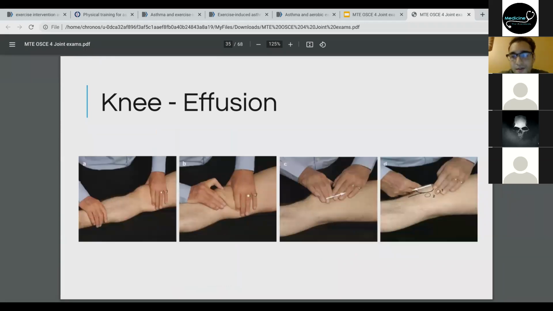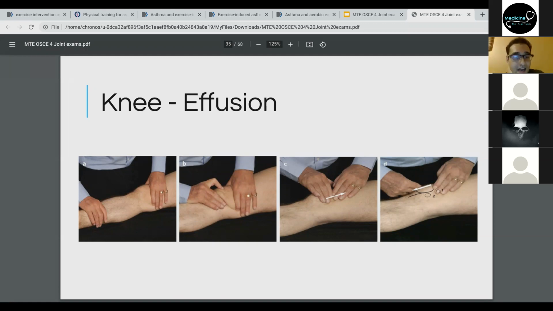And then effusions. There are 2 different ways to test for an effusion. You can either do your patella tap test or you can do a sweep test. My personal preference is the patella tap. I think it's a lot easier to execute, especially in an exam scenario, and the positive sign is a lot easier to feel than it is with the sweep test.